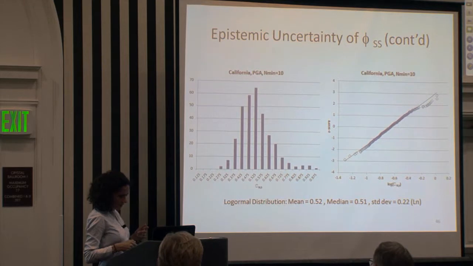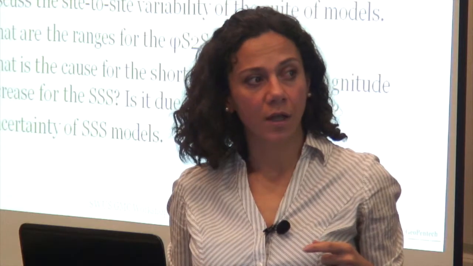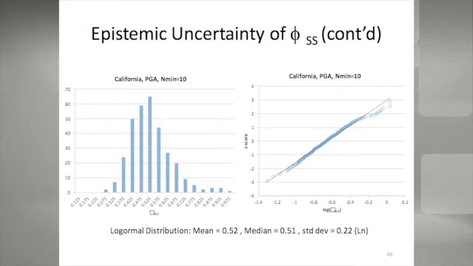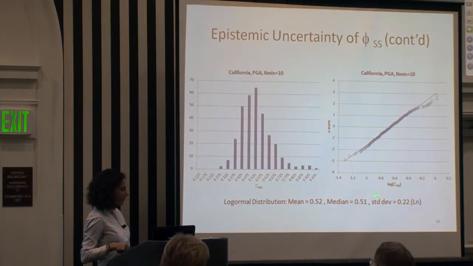So this is, for example, for the California data, where we need to use a larger number of recordings per station. This is the VSS at every station, their distribution. And if we want to assume that this is log normally distributed, we can get a mean and median VSS and this standard deviation, which can inform our epistemic uncertainty.